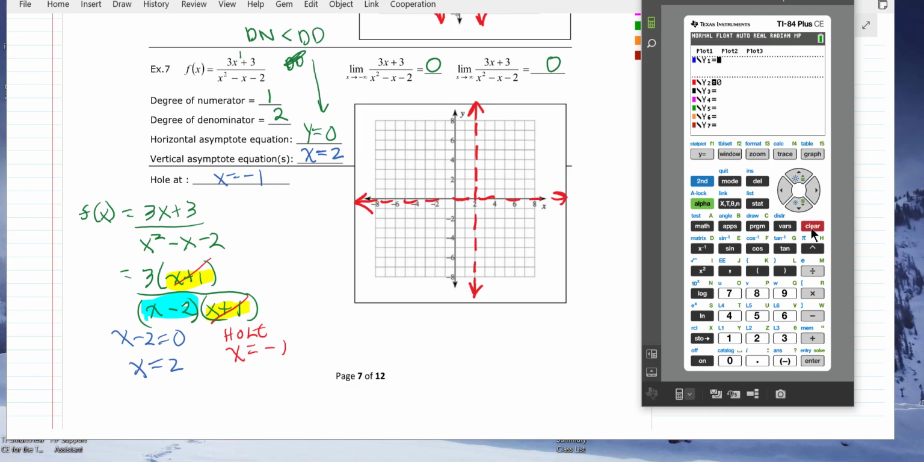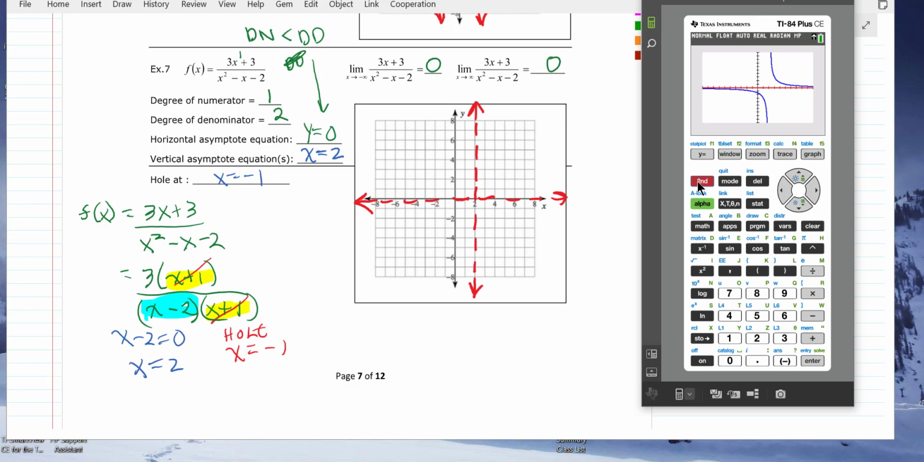You want to put in the original problem before the cancellation. So the numerator, I have 3x plus 3. And then divided by x squared minus x minus 2. And I'm going to graph that in the standard window. And you'll see the asymptote coming out like that. You don't really see the hole, but I'm going to show you how that goes.